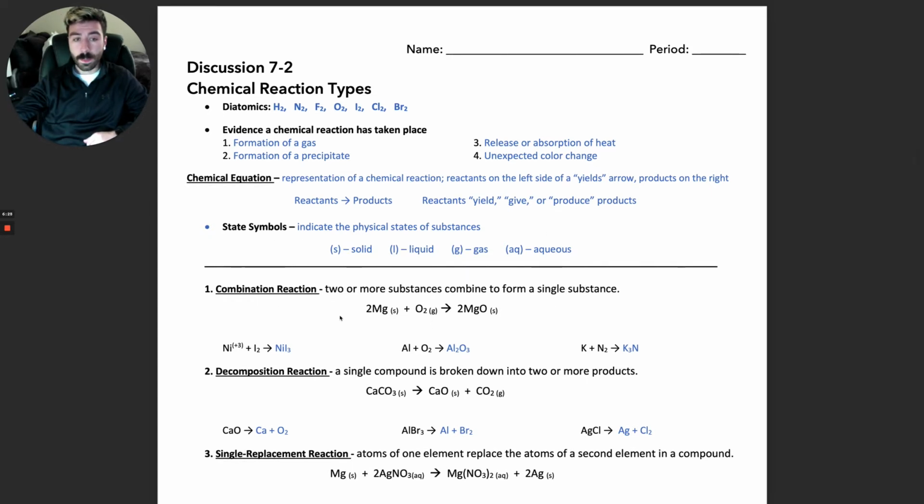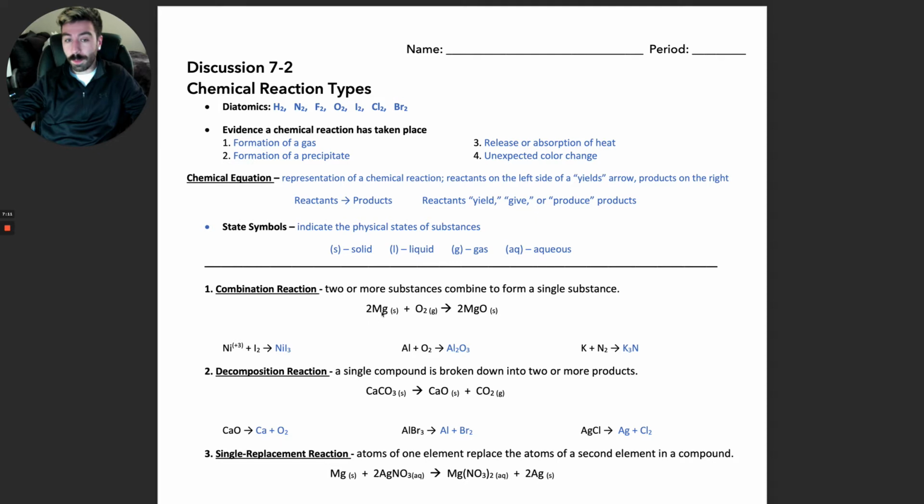So the first is a combination reaction. As the name implies, it's when 2 or more substances combine to form a single substance. These can also be called synthesis reactions, and you can call them either one. I'll accept both. Now, as annoying as it might be, when we look at chemical equations for now, I want you to ignore the 2's here, or the coefficients. So the numbers in front of the elements or compounds, for now, just ignore them. In 7.3, we're going to talk about balancing equations, and so those will be relevant, but for now, as annoying as it might be for you, it is for me, just ignore those. We'll talk about them later.